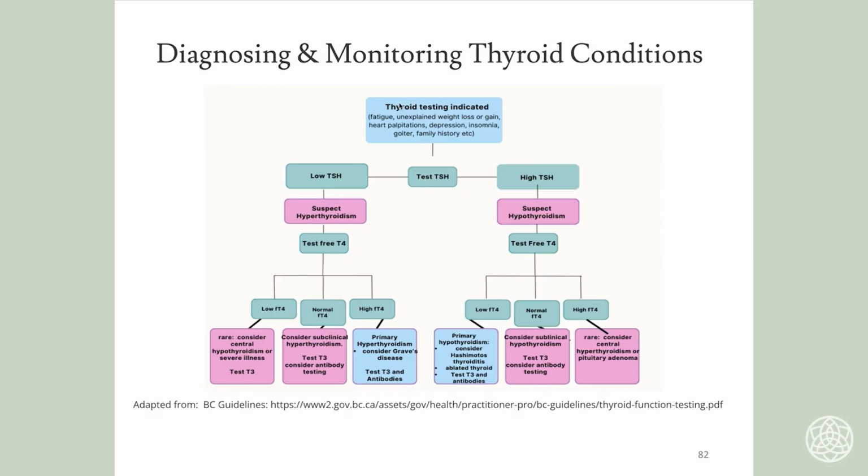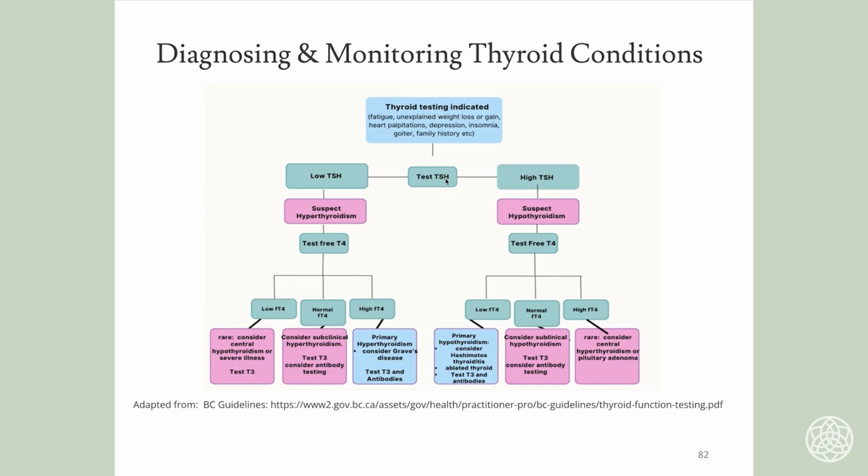So this is an adapted algorithm that helps us understand the flow of testing for thyroid issues. And there's a lot of detail here. I'll highlight the most important things. If we suspect a need for thyroid testing, somebody's got some of those signs and symptoms that we talked about earlier, we would start with a TSH test.